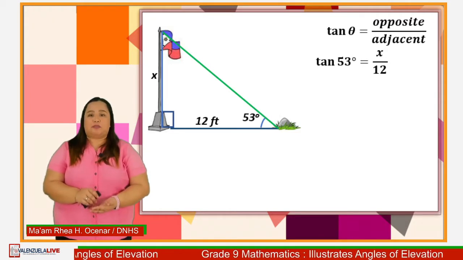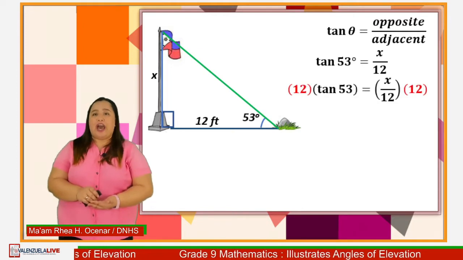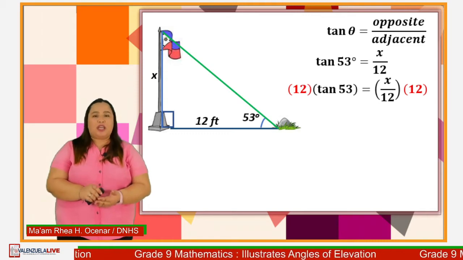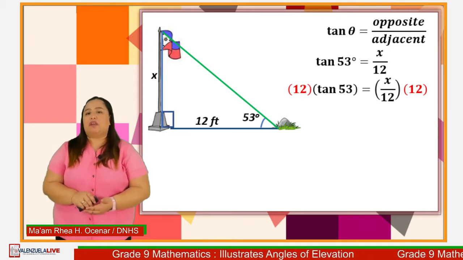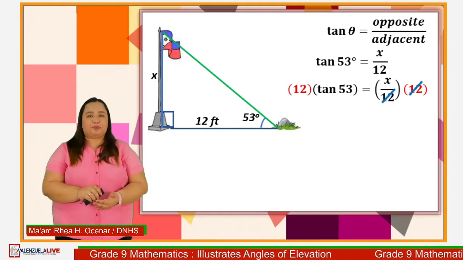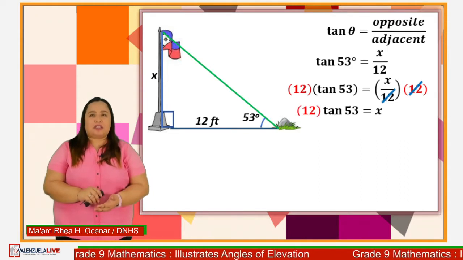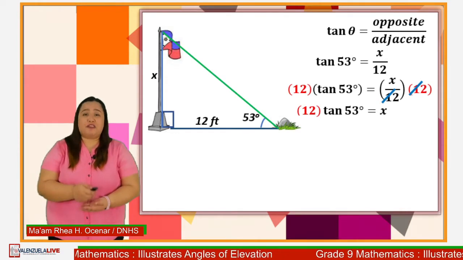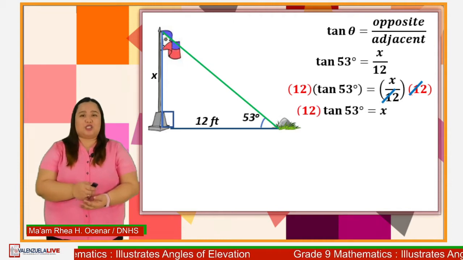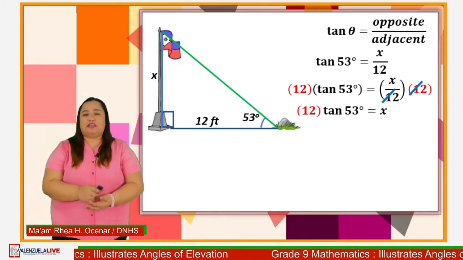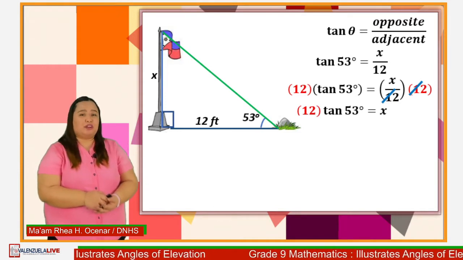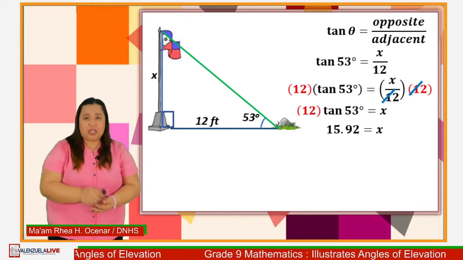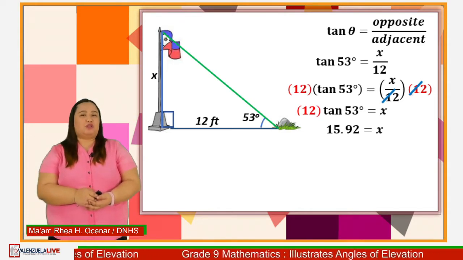Multiply both sides by the LCD 12, we have 12 times tangent 53 degrees is equal to x over 12 times 12. Simplify, we have 12 times tangent 53 degrees is equal to x. Since 53 degrees is not a special angle, we will use the scientific calculator in order to solve the missing part. And we have 15.92 is equal to x.